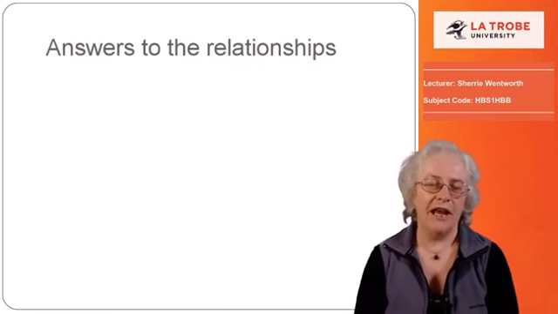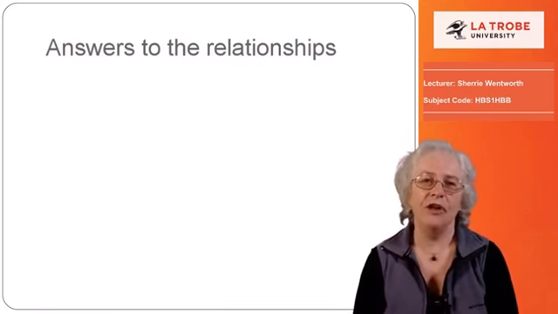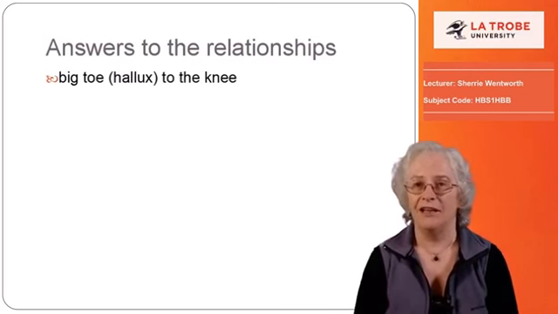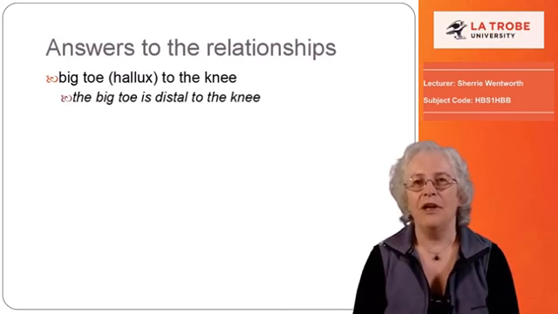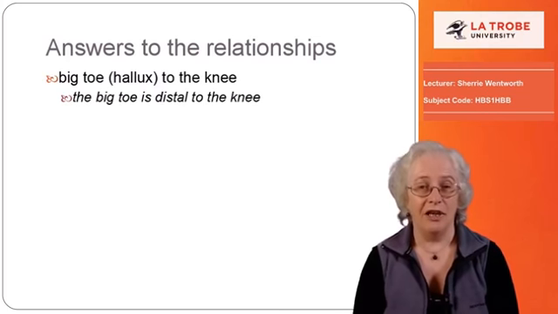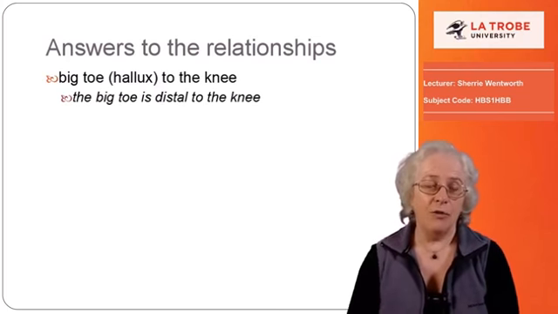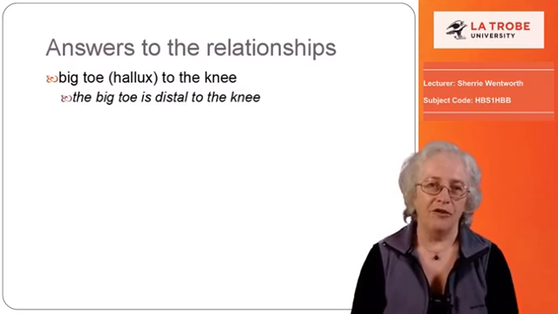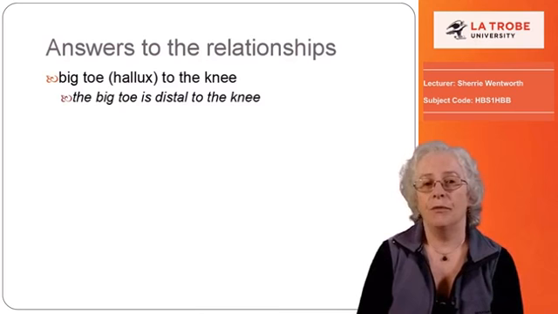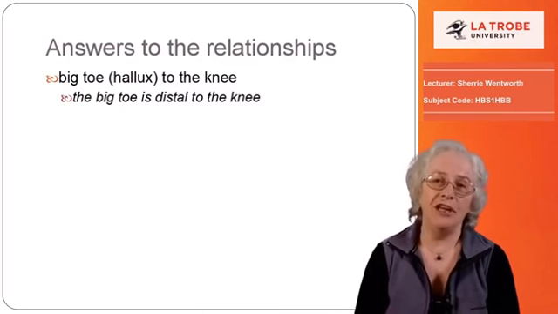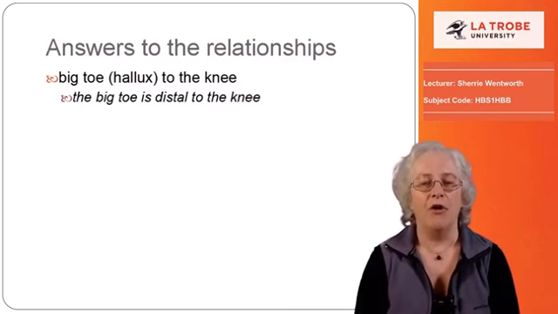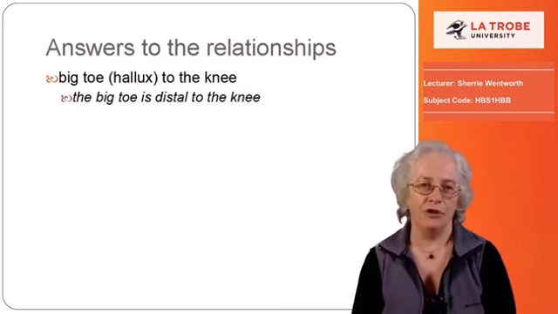Right, let's have a look at the answers. Having worked through the questions, let's go and look at the relationship of the big toe to the knee. The big toe is distal to the knee. In other words, it's the furthest part away in the limb from the knee. Now, some of you might have given a different term. Some of you might have said the big toe is inferior to the knee. Perfectly okay as well. There are always a couple of relationships you can think about.